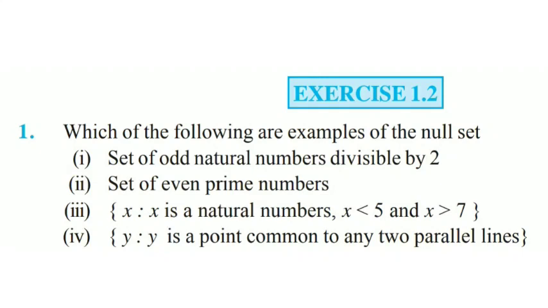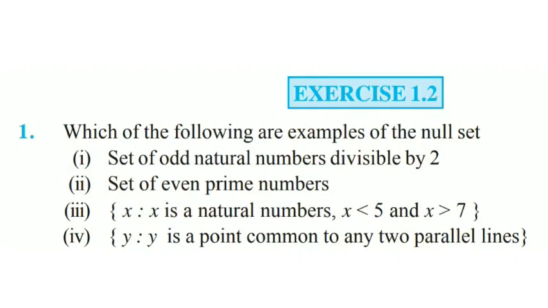The next one is the set of even prime numbers. We know there is only one even prime number, namely 2. 2 is the only even prime number. That means the set contains at least one element, so it cannot be an example of a null set. It is not a null set.